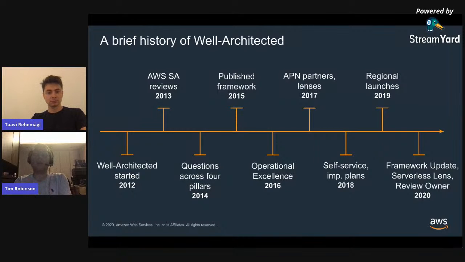By 2014, we'd separated into individual pillars, and we aligned questions with each of those pillars. And in 2015, we published the first framework document. If you search now for AWS well architected, probably one of the most searched for documents is the framework or the white paper, and that was published in 2015.